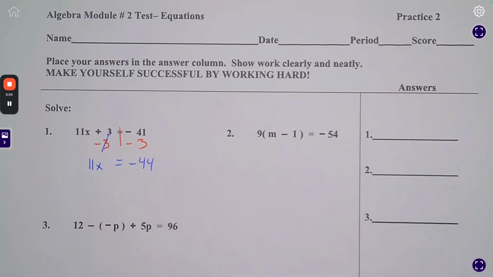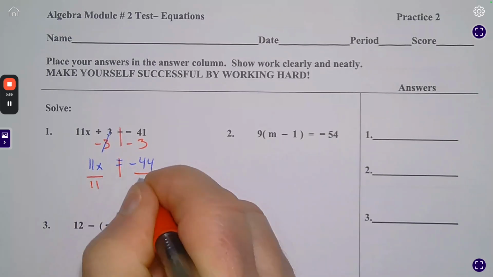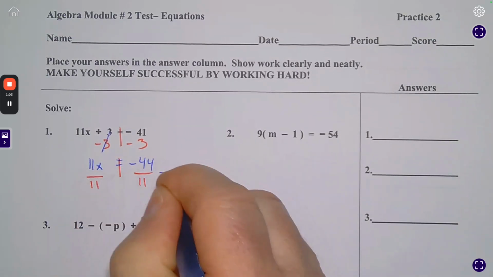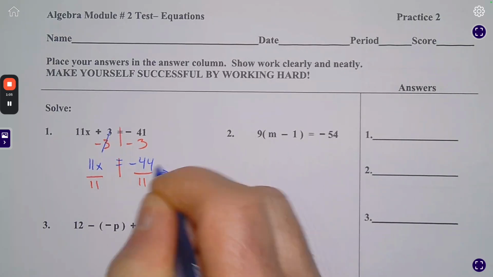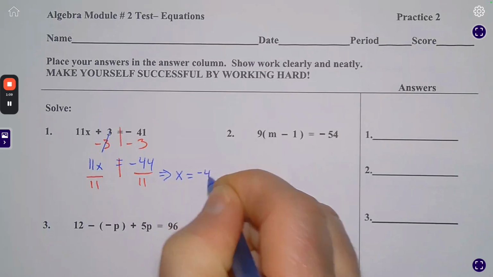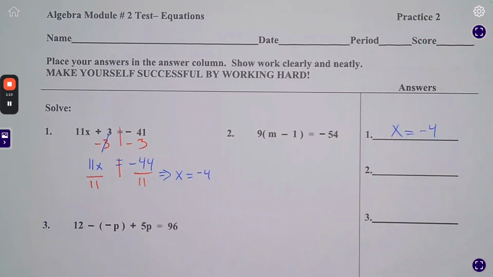All right, now I got to do an inverse operation for multiplying by 11. That's dividing by 11. 11 divided by 11 is 1, so that's 1x. Negative divided by positive is a negative. 44 divided by 11 is 4. You're done. All right, let's do the next one.